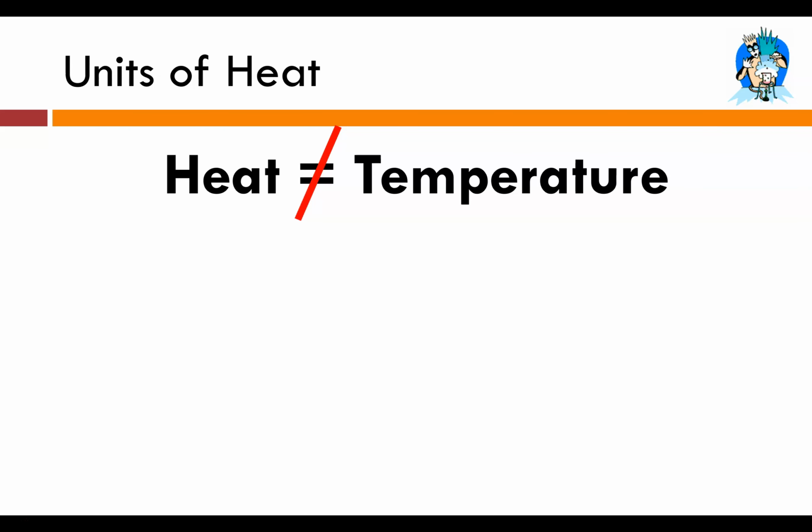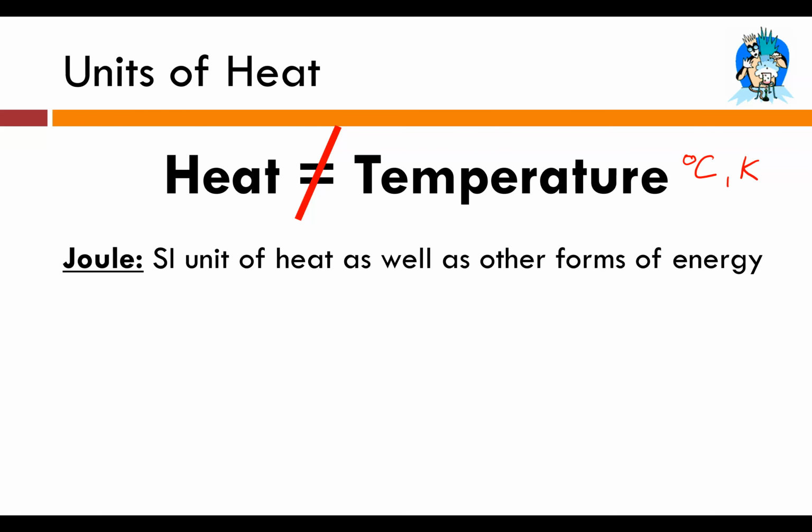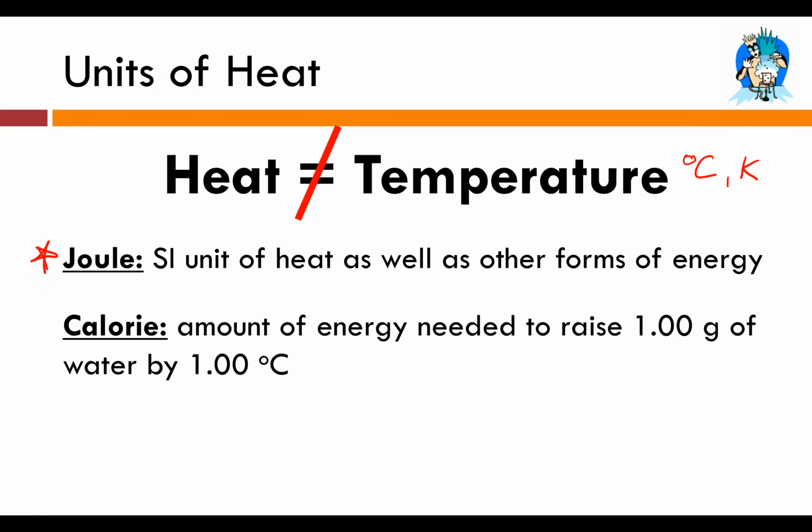A better way to think of it, or maybe an easier way, would be to talk about units. For temperature, we're always looking at degrees Celsius or potentially Kelvin. In chemistry class, we're not going to see Fahrenheit. For heat, we're either going to be using the joule or the kilojoule, which is just the international unit of heat and other forms of energy. We'll be using this one quite frequently. We also have calories and kilocalories, the amount of energy needed to raise 1 gram of water by 1 degree Celsius. You might be saying, hey, I know that word.